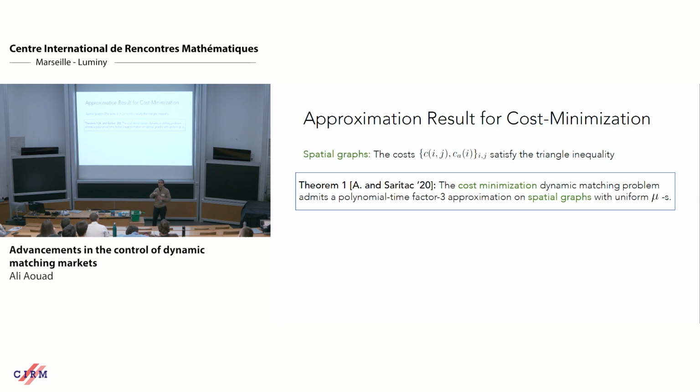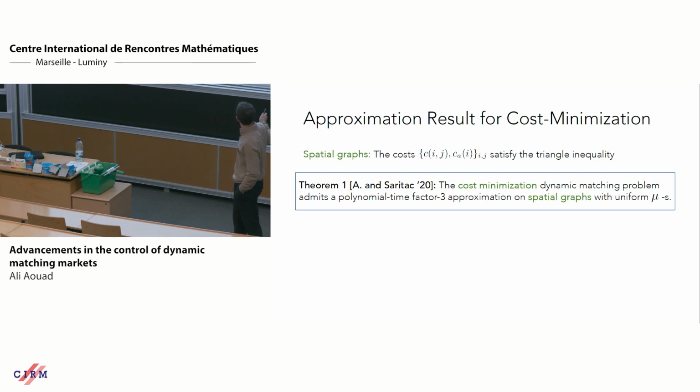We're still able to obtain a constant factor approximation ratio for one setting of interest, which is a spatial graph. As a motivation, I mentioned carpooling, ride-hailing and delivery services. What these have in common is that the costs are embedded in a metric space, so they satisfy the triangle inequality. With this type of assumption, we can devise policies for the problem that have a factor 3 approximation ratio for these special graphs, with the additional assumption that departure rates are uniform, that the agents leave the system at the same rate.